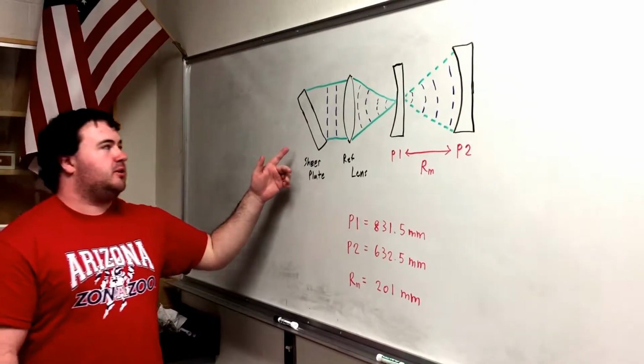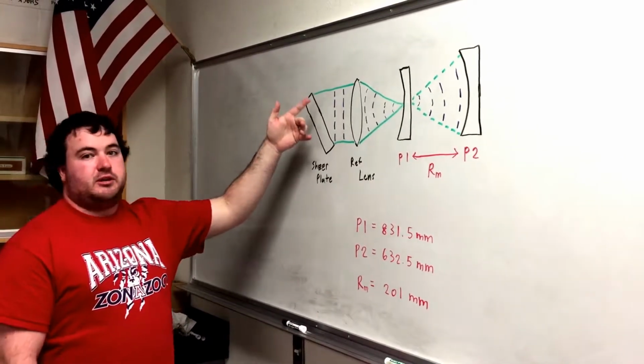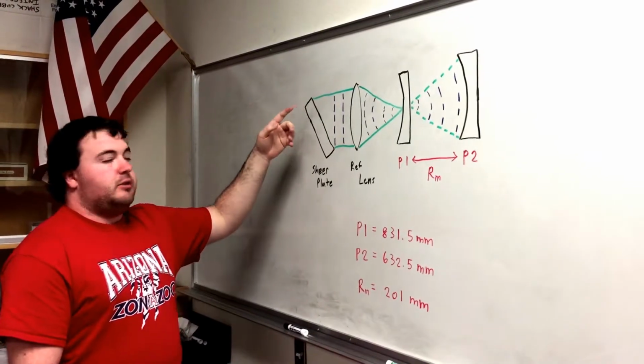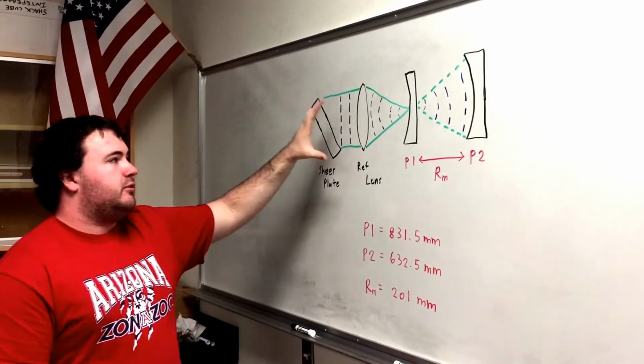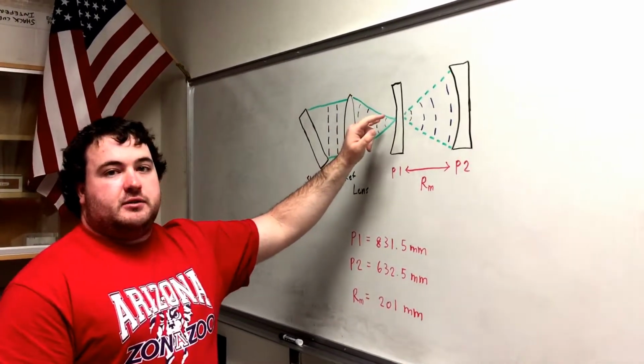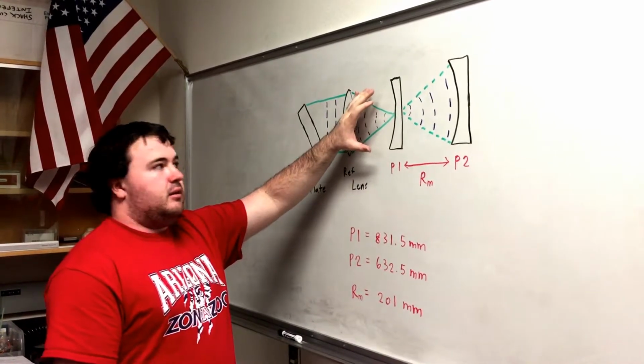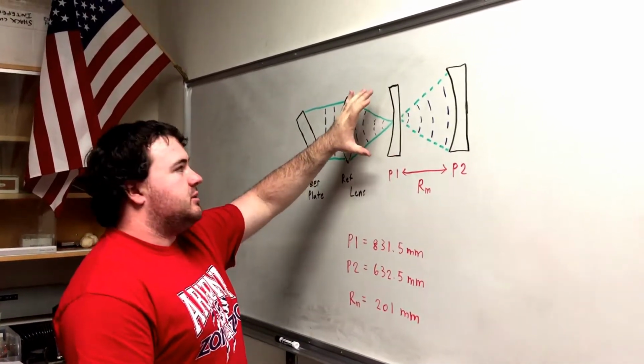Coming out of the shear plate, we have a collimated beam. This means that we have a plane parallel wavefront. We will send that plane parallel wavefront through a reference lens to focus it down to a point. To find the radius of curvature of our test mirror, we will place it in the beam path and first try to find the close position.